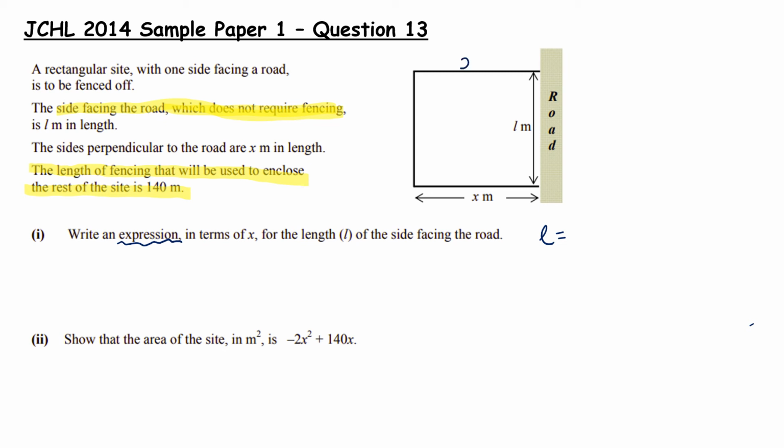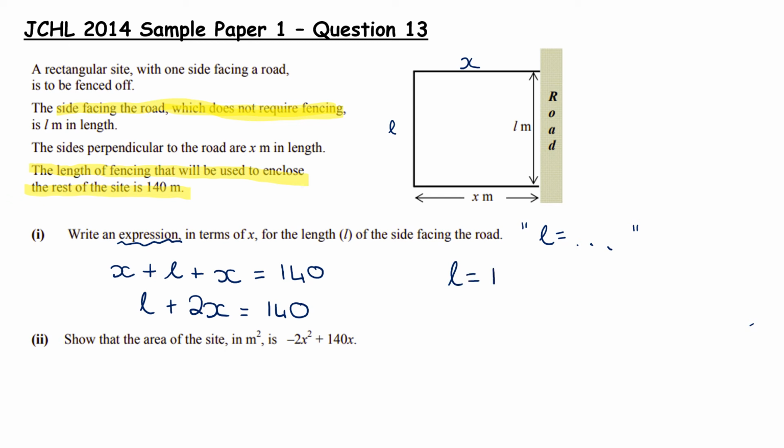So if I go back to my diagram and just focus on the sides where we have fencing, I have X and L and X. And the total amount of fencing is 140. So when I add those three pieces together, they're going to add to 140. That gives me L plus 2x equals 140. So now I want to get it as L equals and the x on the other side. So we can take away a 2x from both sides and we get 140 minus 2x.